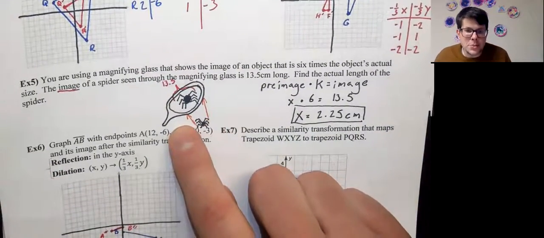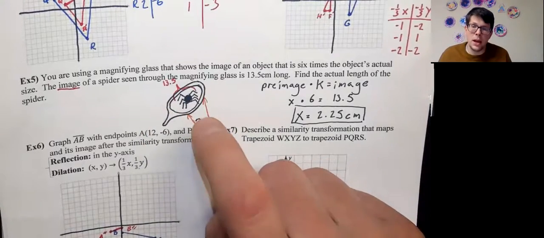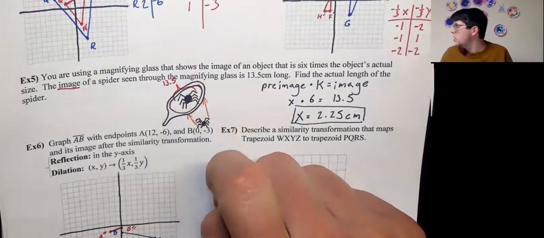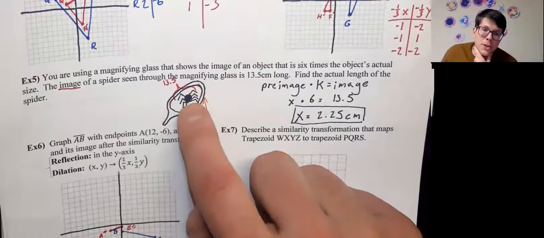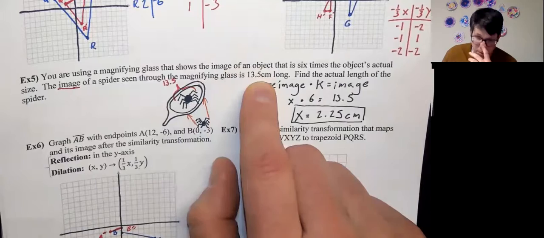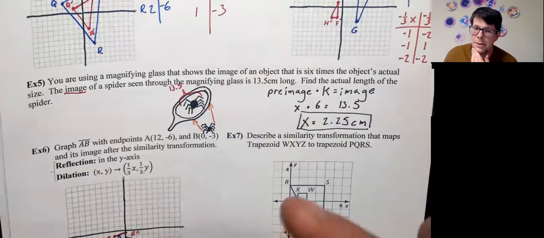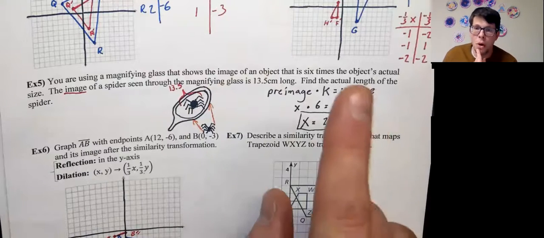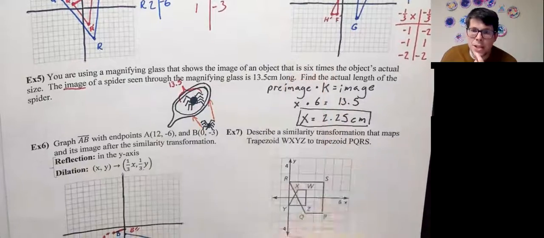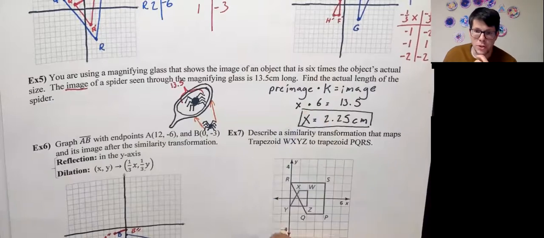Okay, so you can see my awesome drawing right here. Here's my magnifying glass. Here's my original spider, or my pre-image, and then there is the magnified version of the spider, which is the image. So what I'm going to do right here is measure my image, and what I'm going to get is 13.5 centimeters. Now, if I saw a spider that was actually 13.5 centimeters, that would be terrifying. And so what the spider is actually is much smaller than that. So our scale factor we know is going to be 6. And so we're going to use that scale factor of 6 to figure out how small the original spider was.